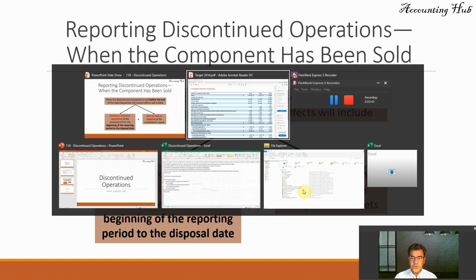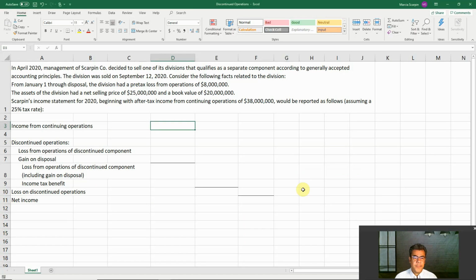So let's go to our Excel file to check it. So what do we have here? We have here income from continuing operation, discontinued operation, and net income, just like Target here. That is the most usual way.